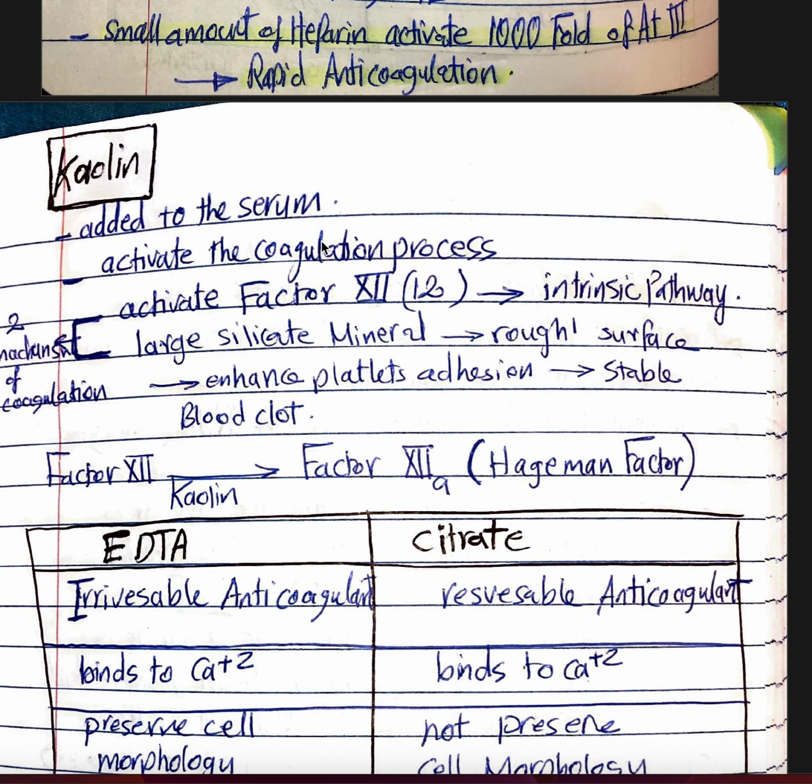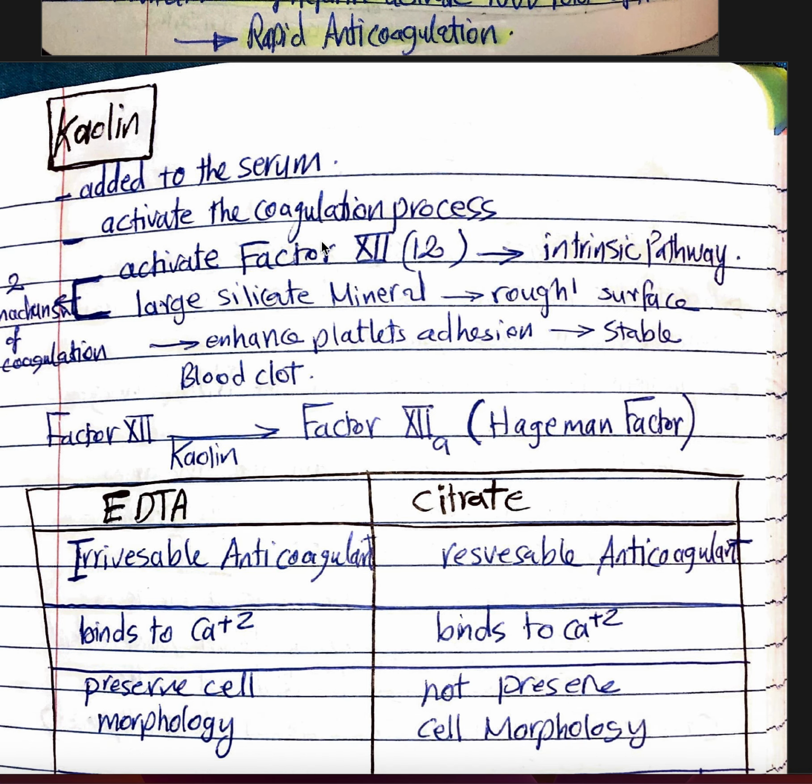Now we talk about kaolin. So what is kaolin? Sometimes they coat the tube with kaolin or just add it to the serum. And remember, I said serum and not plasma, because in the plasma there are no clots, but in the serum there will be clotting factors. Actually we need it for reclotting, so the kaolin increases the clotting in the serum.